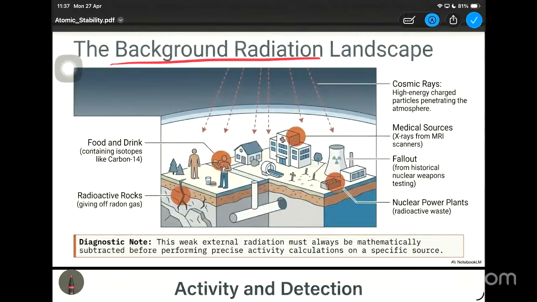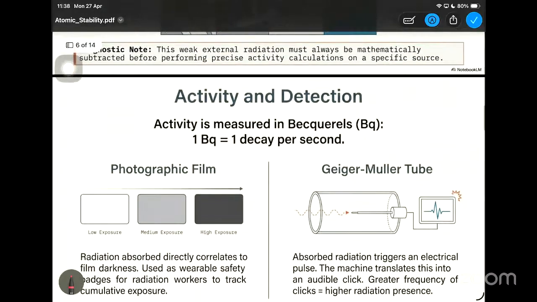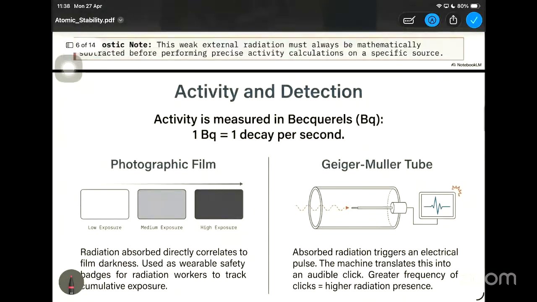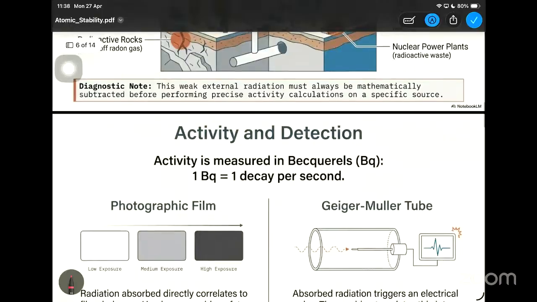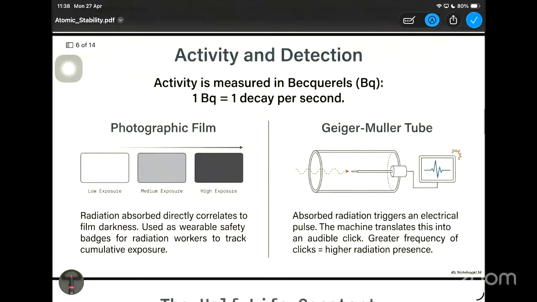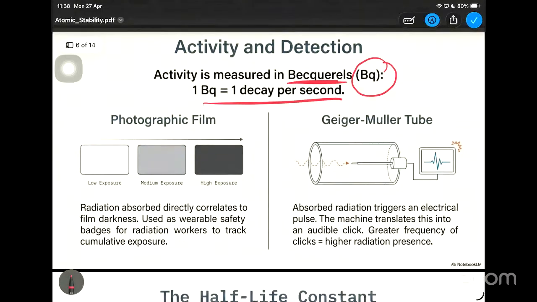In order to get a radiation measurement, there must be a background radiation correction as well, right? So we'll discuss it. And the activity and the detection. Activity is measured in becquerels. No need to remember these terms, just remember the unit, right? So 1 becquerel equals 1 decay per second.